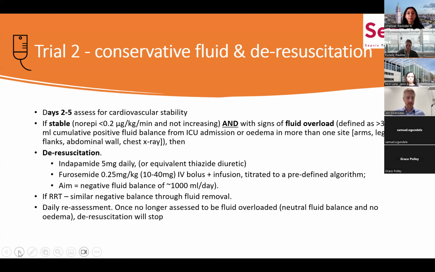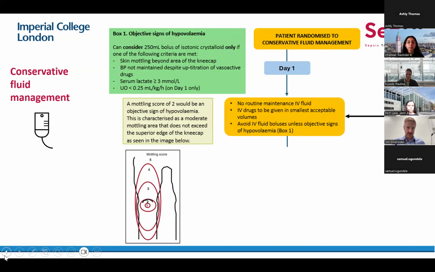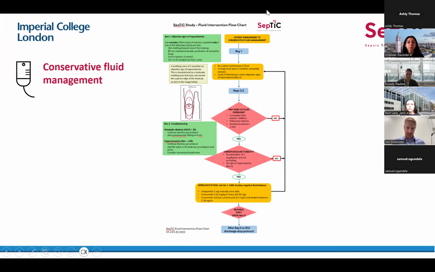Okay. Next slide. So this just puts this in a flowchart form, which is a little bit small. So sorry, move on to the next slide, please.